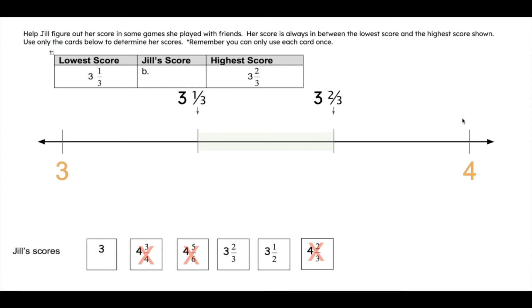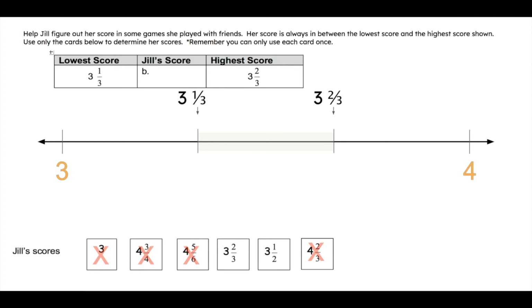But we can eliminate more because look at this, 3. I know where 3 is. 3 is right here. This can't be right. This is where Jill's score is, somewhere in this area. Okay, but let's keep going because there's more I can eliminate.